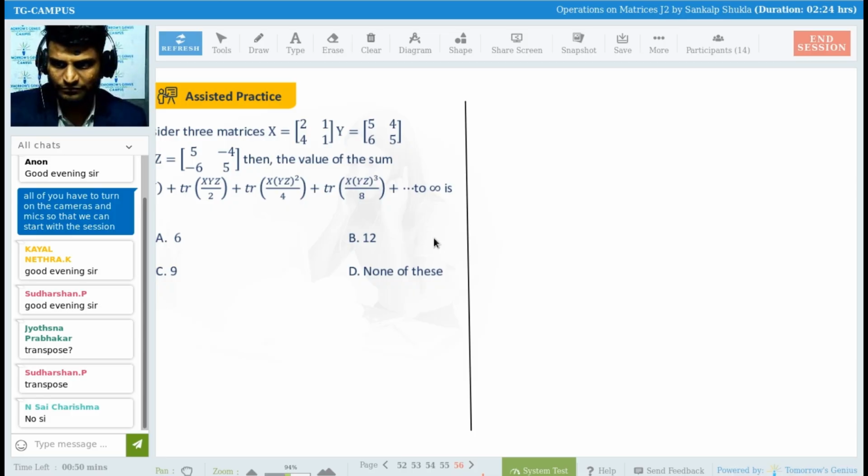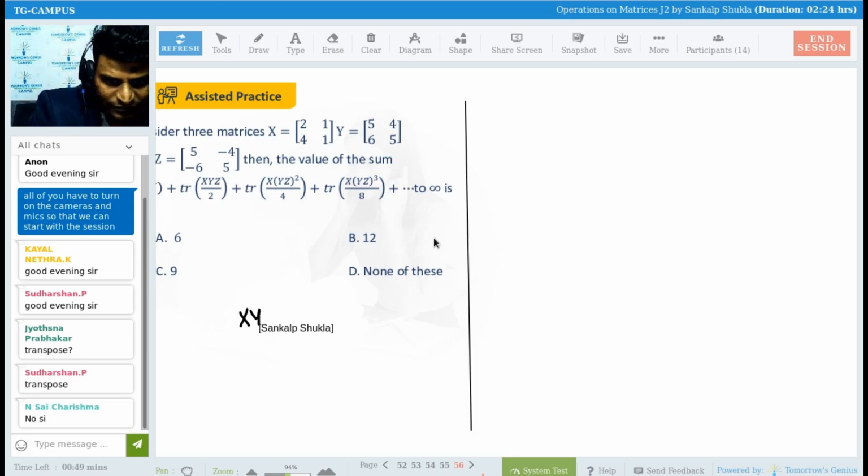Fine. Now we can see that in this question we have three matrices. X is given to us, Y is given to us, and Z is given to us. Find the value of the sum of trace of X plus trace of XYZ over 2. That means we have to find the matrix XYZ, then divide it by 2, and whatever is there we have to find the trace.